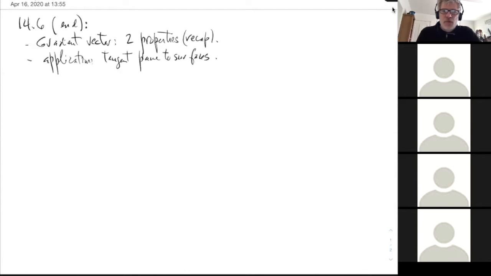I'm going to finish 14.6 today. So I'll review briefly what we saw last time on the gradient vector, and then show you a short application of one of these properties.